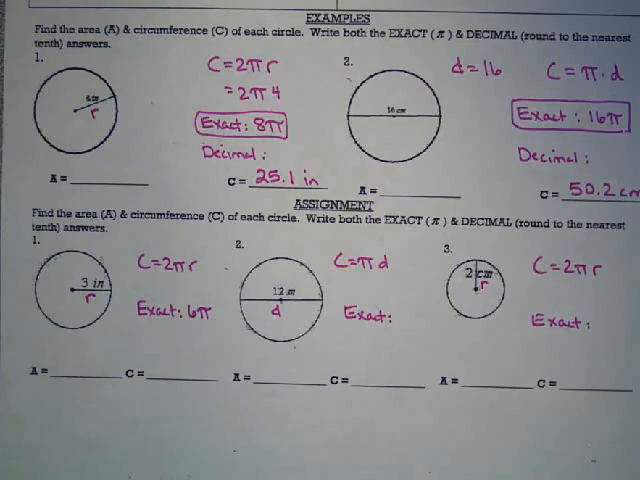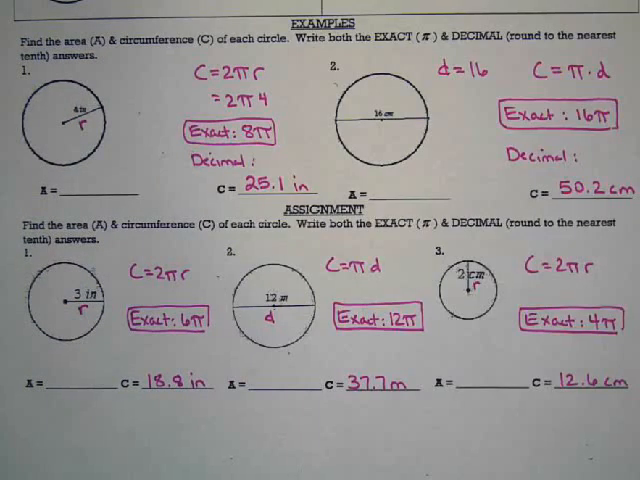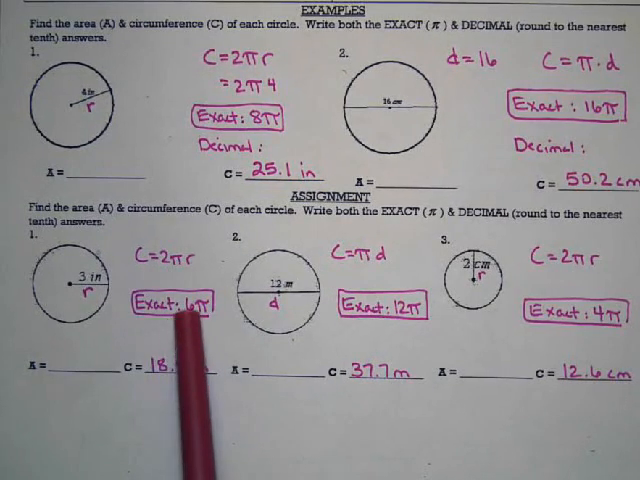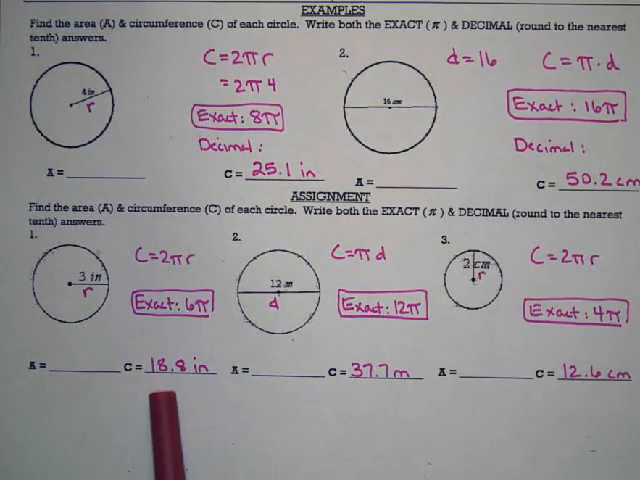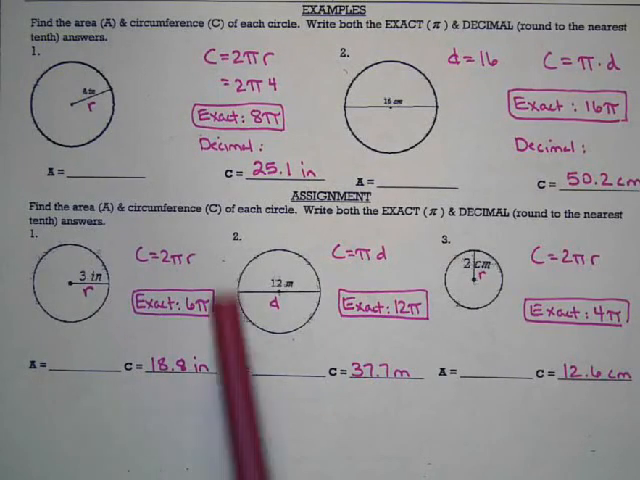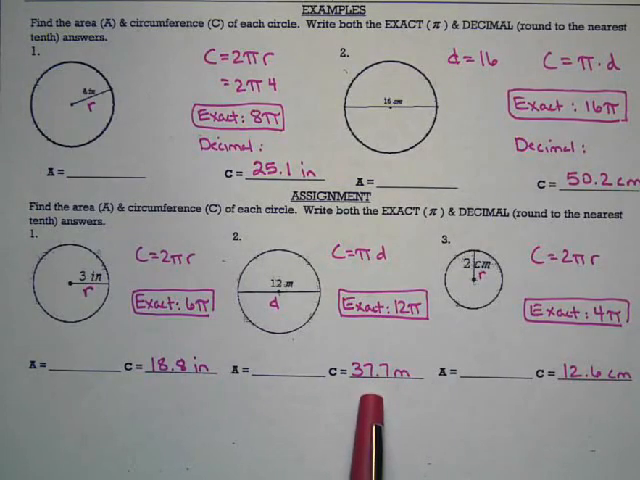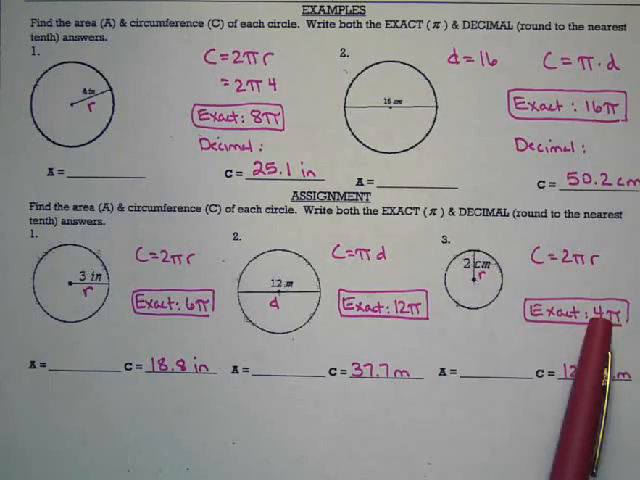So I'll unfreeze that. For number 1, 3 times 2 is 6, so your exact answer, 6 pi. If you do 6 times pi on the calculator, about 18.8. Number 2, since you have diameter, just 12 pi, and then 12 times pi, 37.7. This one, 2 times 2 is 4, 4 pi is your exact, 12.6 is your decimal.